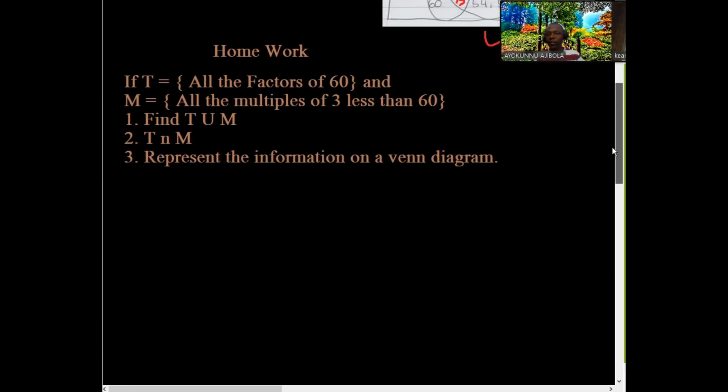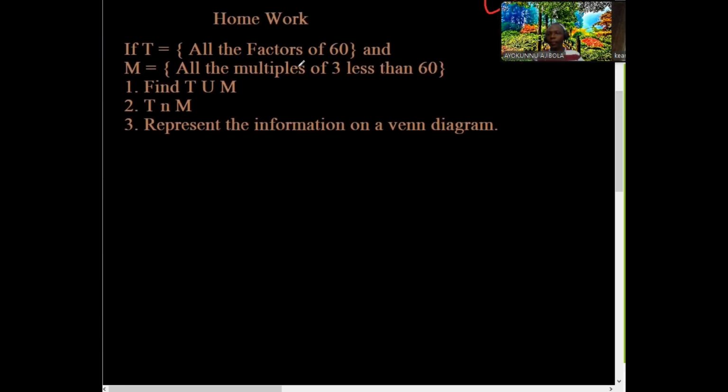Let us assume in this same question, you have a universal set, which is a combination of all other sets, equal to x, such that x is a number from 1 to 60, okay? X is 1 to 60.